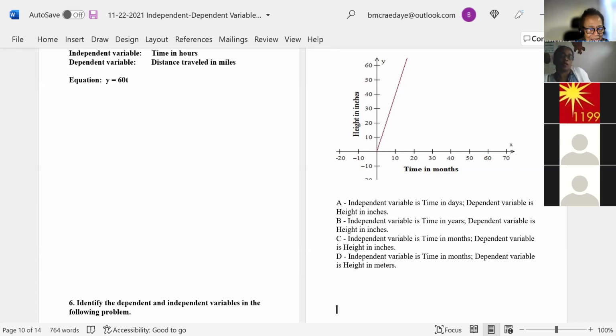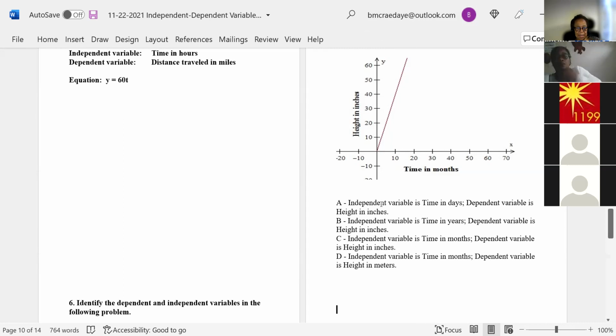Time in months, that's here on the x line. And height in inches is on the y line. So y is your output. So we said the output is your dependent variable. So which one would it be? A, B, C, or D?